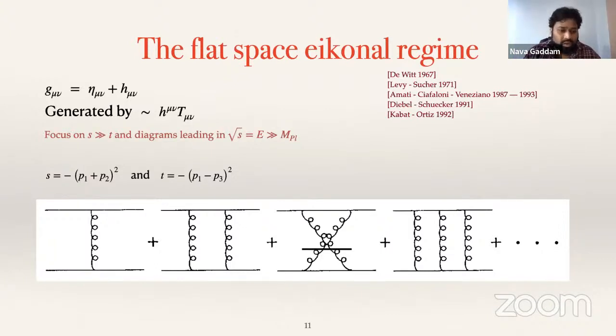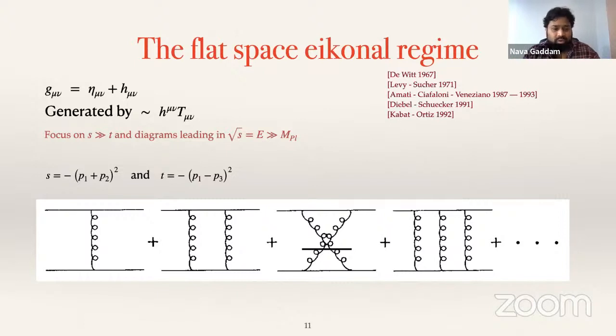And then we focus on the regime where the Mandelstam variable S is very large compared to the momentum transfer T. And we look at diagrams that are leading in very large energy. So these are trans-Planckian energies, as I said. And the dominant diagrams turn out to be what are called the ladder diagrams, which are drawn at the bottom. The first one is the tree diagram. The second and third are one loop diagrams.